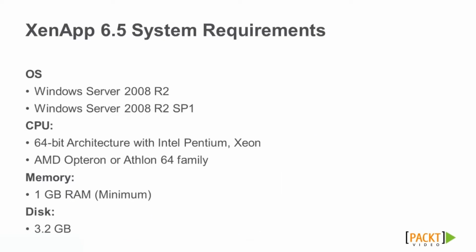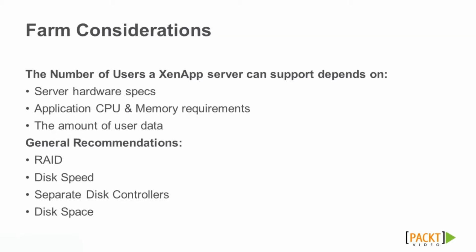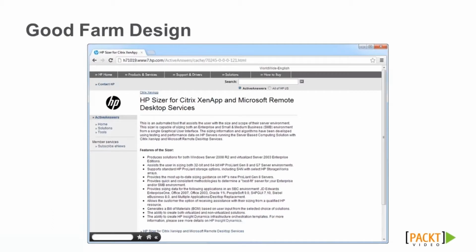Supported operating systems for XenApp 6.5 are Windows Server 2008 R2 and 2008 R2 Service Pack 1. Most servers running on supported operating systems meet the hardware requirements for XenApp. However, additional research may be needed to determine if current hardware meets the requirements. The number of users a XenApp server can support depends on several factors, including the server's hardware specs, the applications deployed, and their CPU and memory requirements, and the amount of user data being processed by the applications.